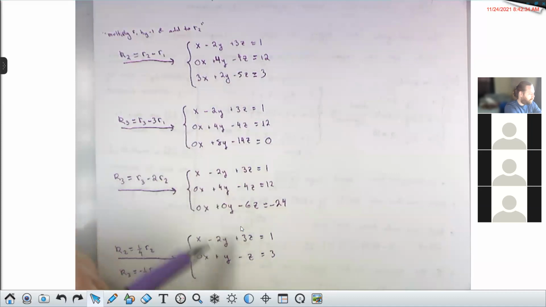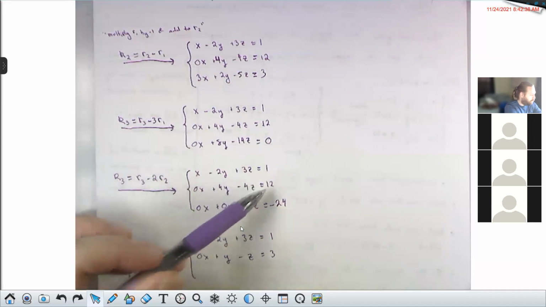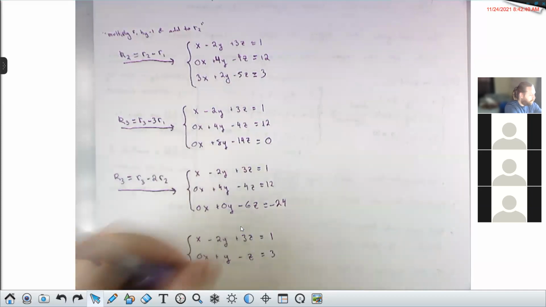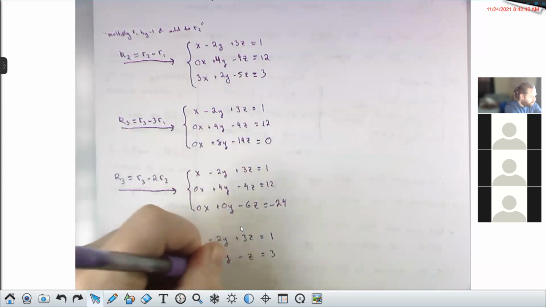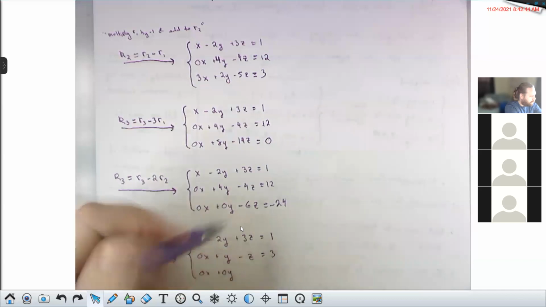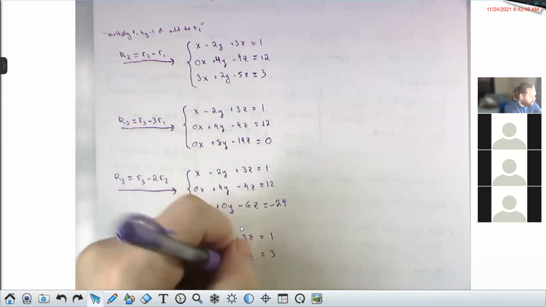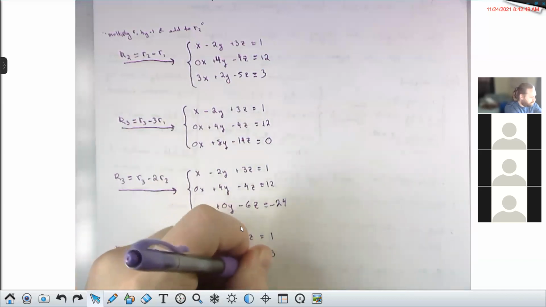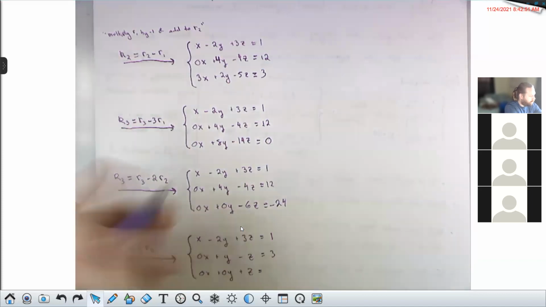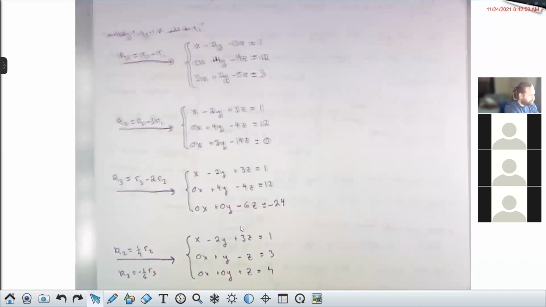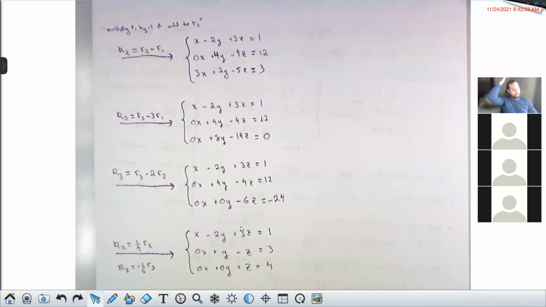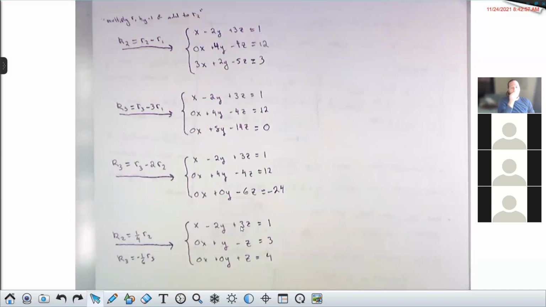So 4y divided by 4 is y, negative 4z divided by 4 is negative z, 12 divided by 4 is 3. And down here, negative 6z divided by negative 6 is just plus z. Negative 24 divided by negative 6 is positive 4. So these are my row operations. And now this is a very nice triangular form.